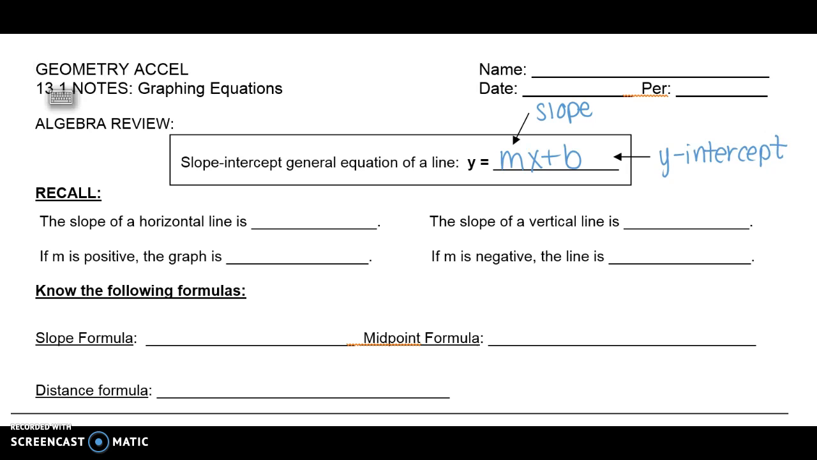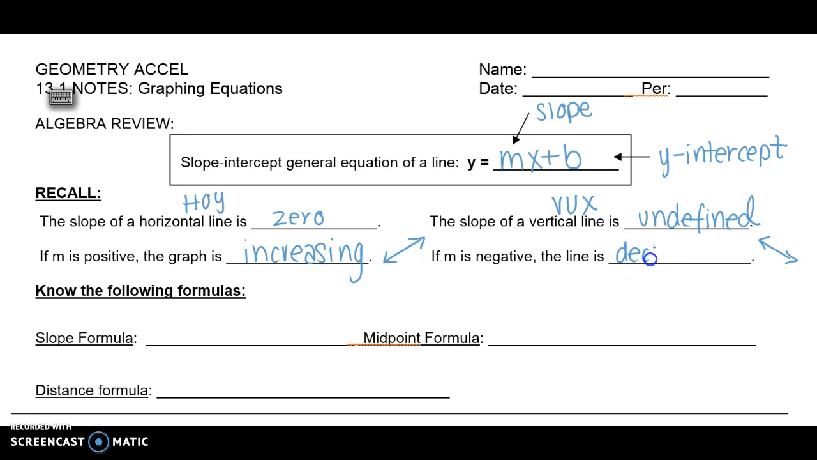Things that we need to remember about our horizontal line: remember HOY, the slope of this is 0, and the slope of our vertical line, our VUX line, is undefined. If m is positive, that means the slope is positive, the graph is increasing, which means when you're reading it from left to right, it's going up. If m is negative, reading that graph from left to right, it's going down, it's decreasing.